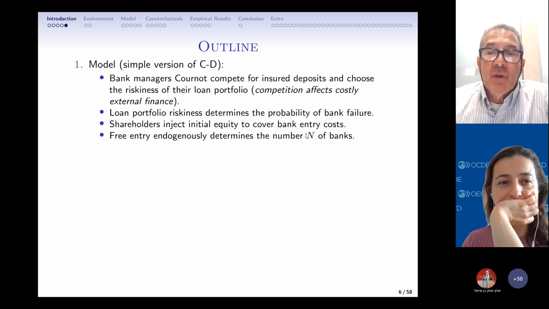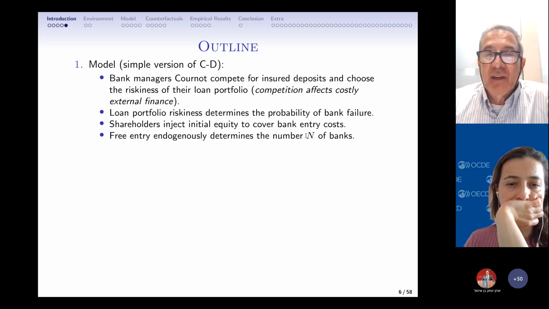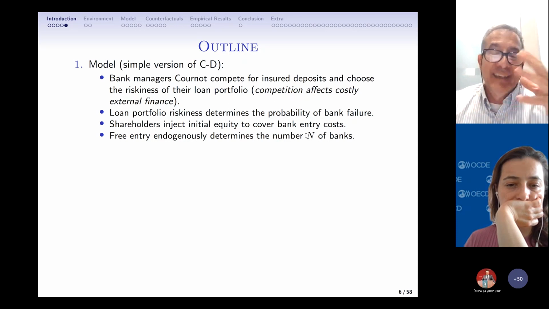What's at the basis of this paper is actually some work from Franklin Allen and Douglas Gale, who wrote down a very simple model of banking, imperfect competition, and implications for financial stability.